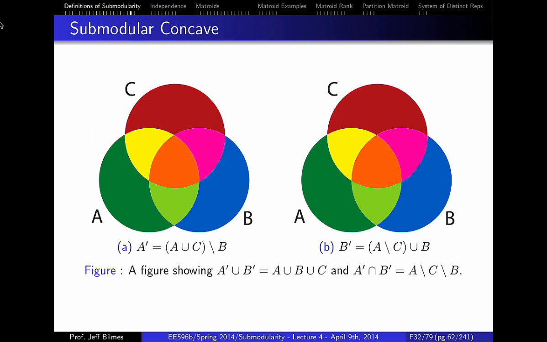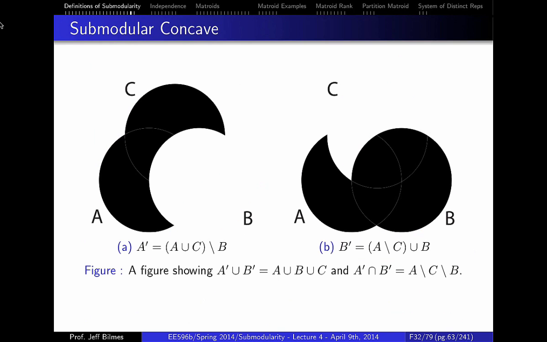If you want a set theoretic proof of this, basically here's A, B, and C. These are the original A, B, and C's and their corresponding intersection properties. And then we're defining A prime to be A union C except for B, and B prime to be A except for C union B. And so if we outline those, here they are. Here's A prime and B prime in black.